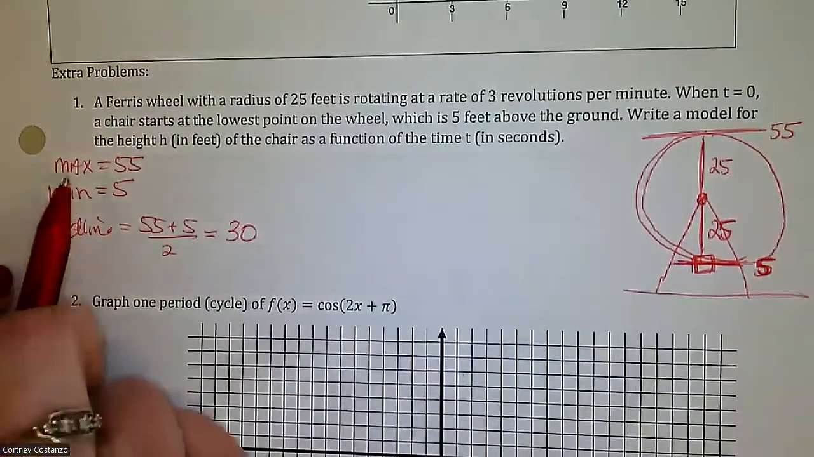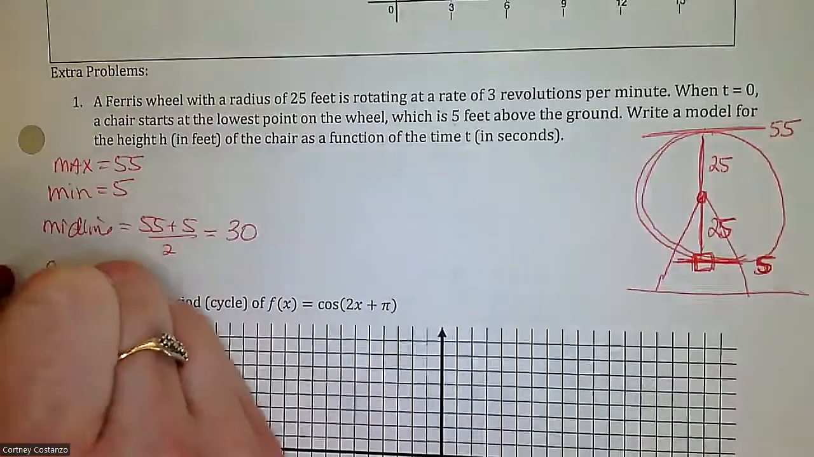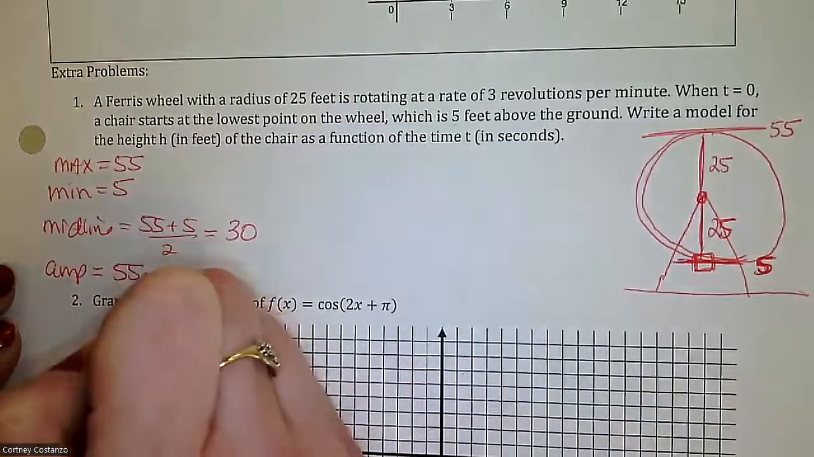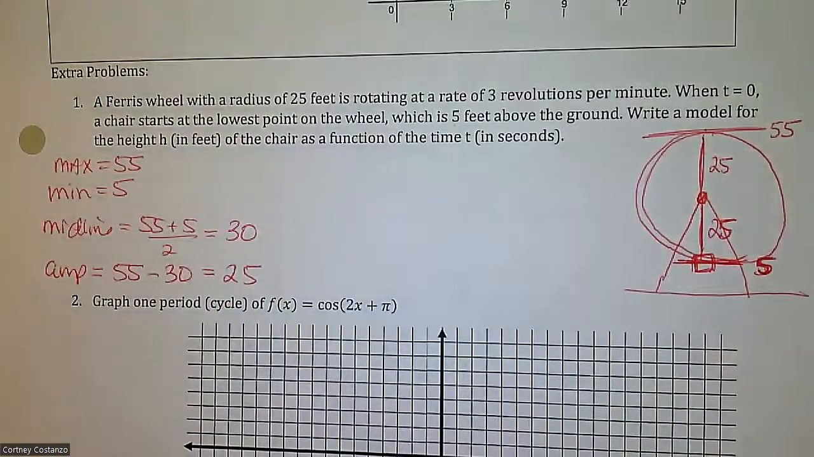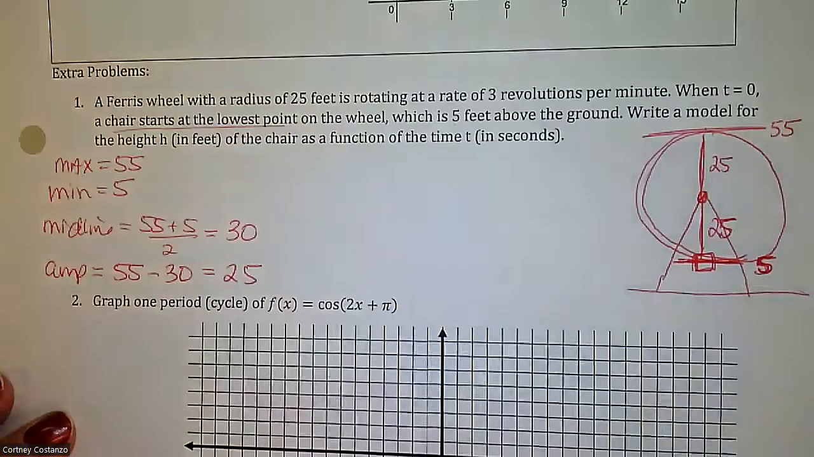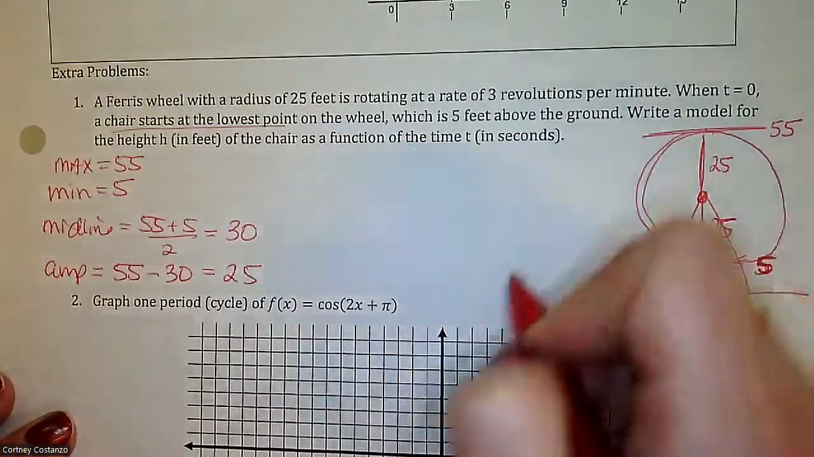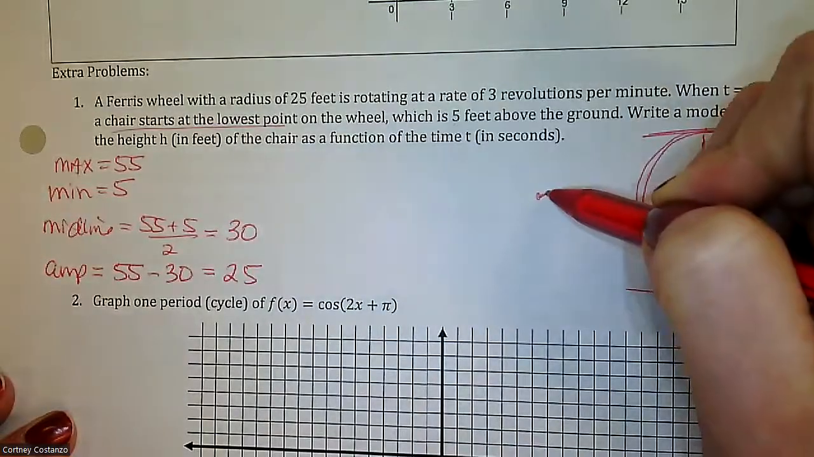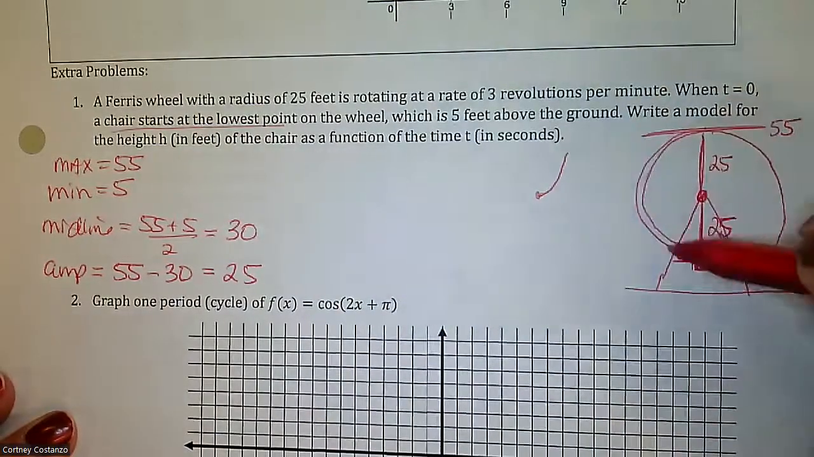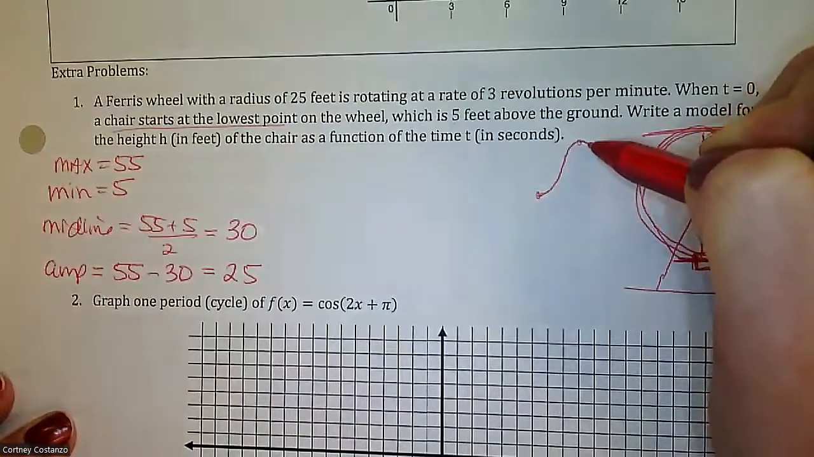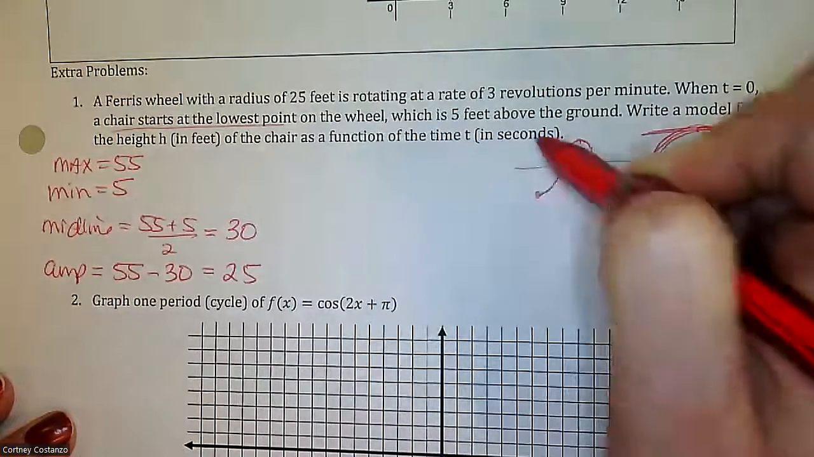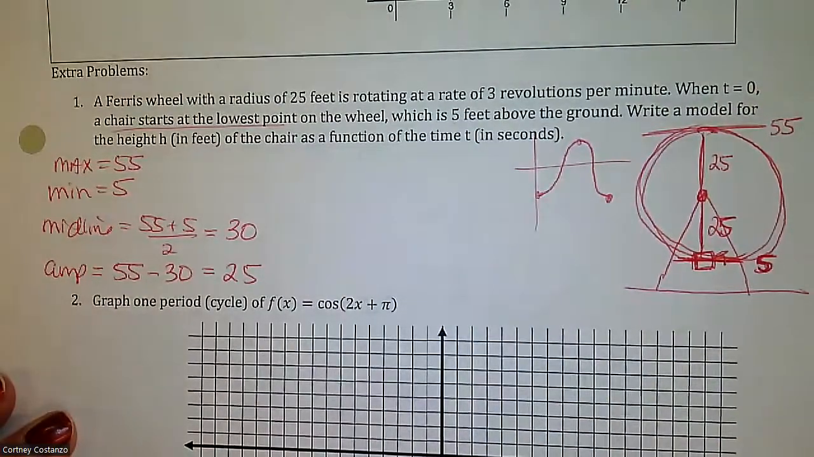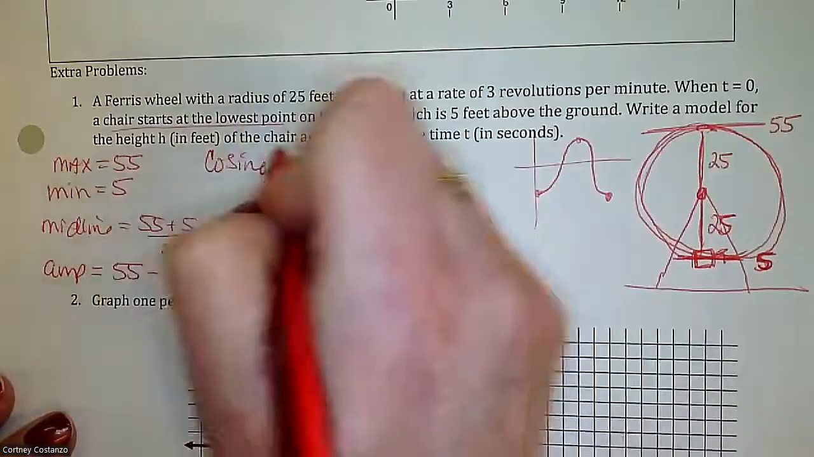My midline's 30 and my maximum is 55, then my amplitude could be the maximum minus the midline, and that will help me get my amplitude. So I'm making good headway right now. I am going to be getting on the Ferris wheel at the lowest point. So if I start at a low point on a graph, then I rotate around the Ferris wheel up to the highest point, and then I make my way back down to the lowest point of a Ferris wheel. That to me is a reflected cosine curve. So we have a cosine curve that's reflected.